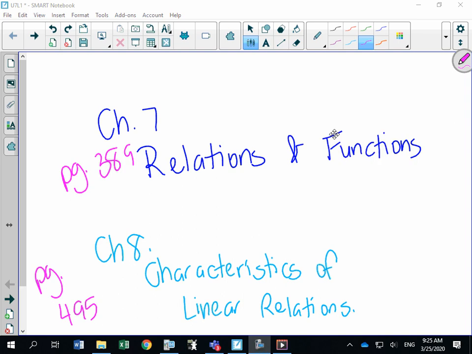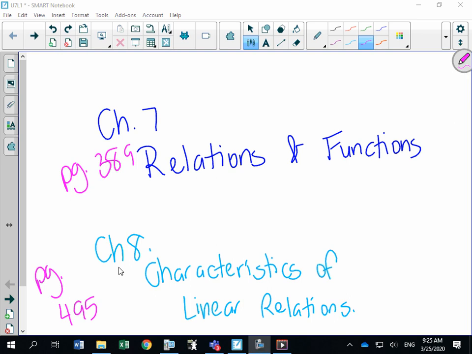Hi everyone. So this will be the first lesson of our next unit, and the next unit is actually two chapters in our workbook. Chapter 7, Relations and Functions, which is on page 389, and Chapter 8 is on page 495. It's called Characteristics of Linear Functions.